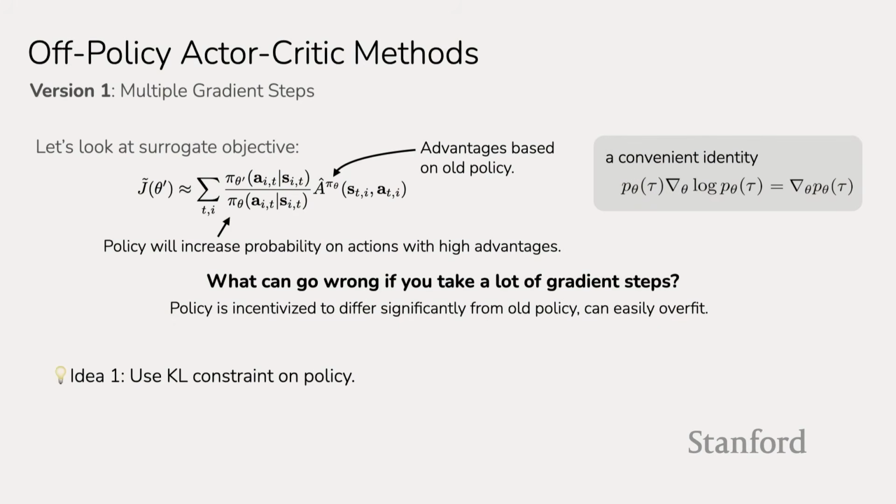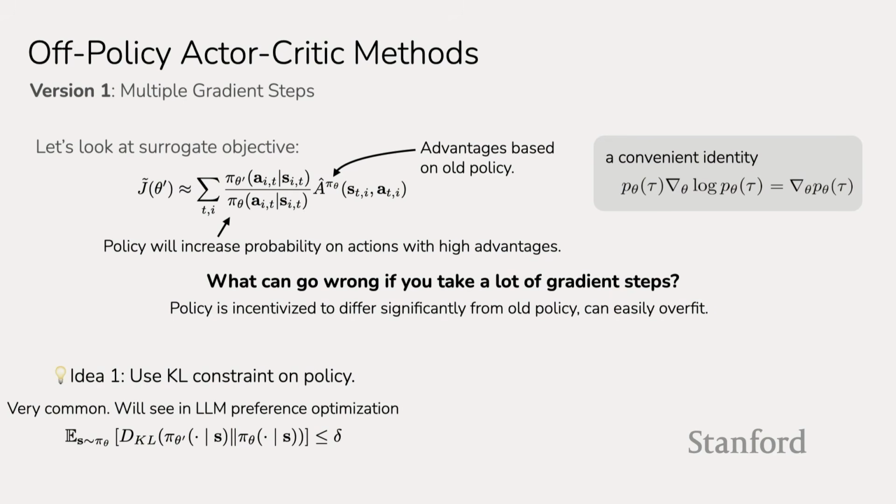Okay, so the first idea is to use a KL constraint. This is actually very common to do. We will leave it at this for now. We actually won't use KL constraints. There is a version of PPO that uses KL constraints, but it's not the most common version. But it's also used a lot in preference optimization, so we'll probably see it again in a couple weeks.